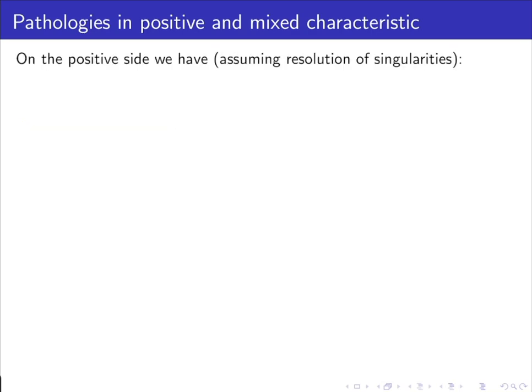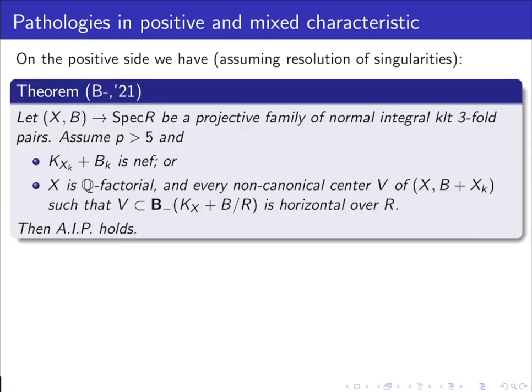Okay, so on the positive side, instead, we have the following result, which assumes resolution of singularities. Suppose that you have a projective family of normal integral KLT threefold pairs, and suppose that you are in characteristic greater than 5, and assume that one of these conditions holds: either the central fiber has nef log canonical divisor, or X is Q-factorial, and every non-canonical center V of this adjoint pair, which is contained in the diminished stable base locus of K_X + Δ, is horizontal over R. This is a technical condition, but if you require the family to be log smooth, it is automatically satisfied. I will tell you more about this in a moment. Then asymptotic invariance of plurigenera holds.